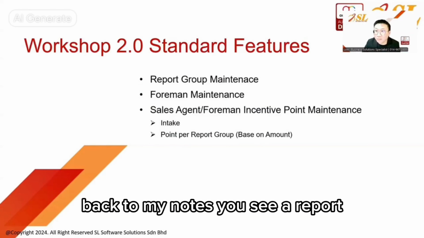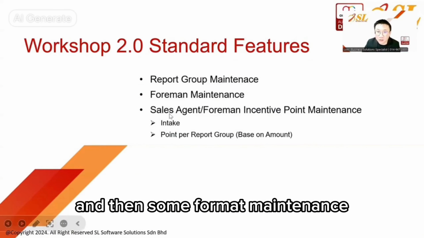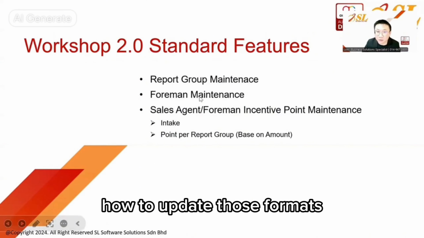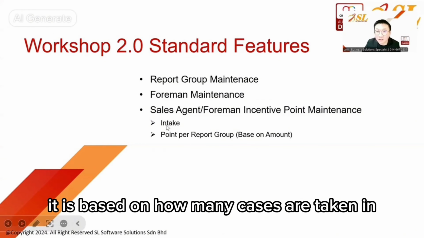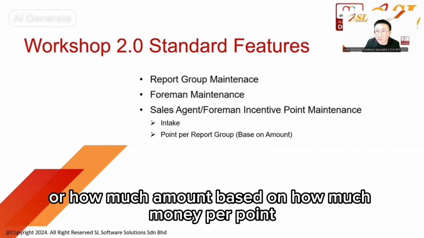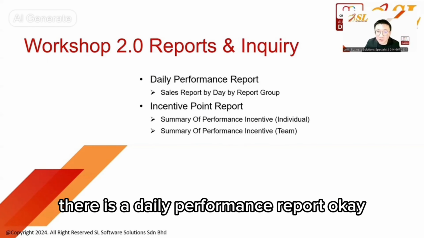Okay, back to my notes. You see report group maintenance that was just explained, and then some format maintenance, how to update those formats, and then it calculates the points. When calculating points, it is based on how many cases are taken in or how much amount based on how much money per point. Based on different categories or item types, there is a daily performance report.